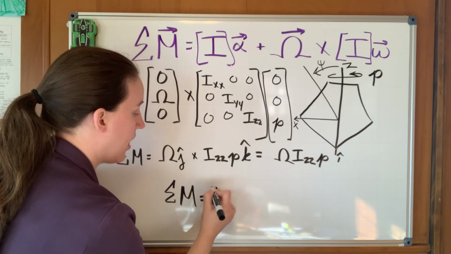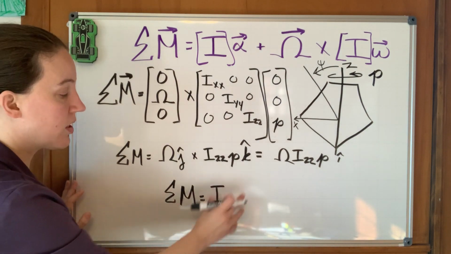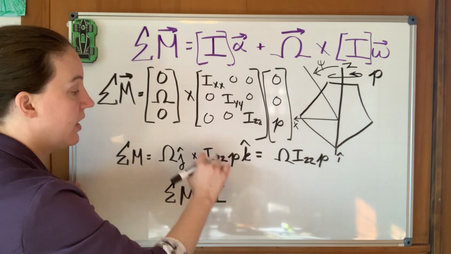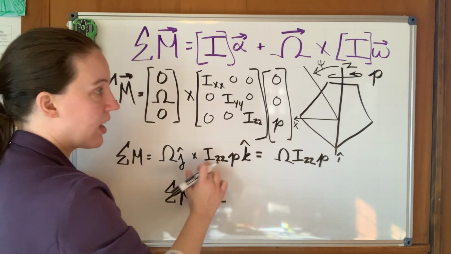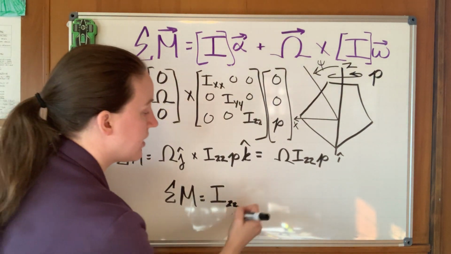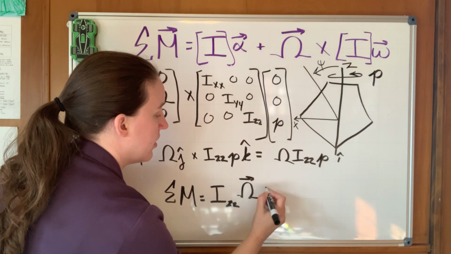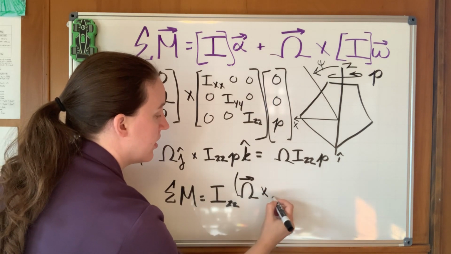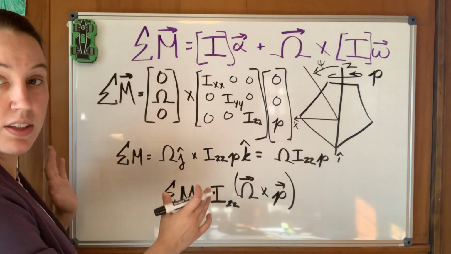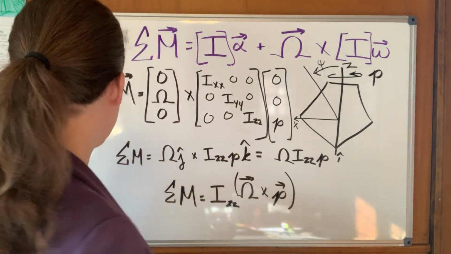equals I. And now when we're talking about gyroscopes, sometimes we drop the subscript, so it's just this term. It's not I the matrix, it's just the important I, which is I_ZZ. But I'm going to put it in here just to be clear: I_ZZ omega vector crossed with the P vector. All right, so this is our simple moment equation, and it's useful in a lot of different problems.